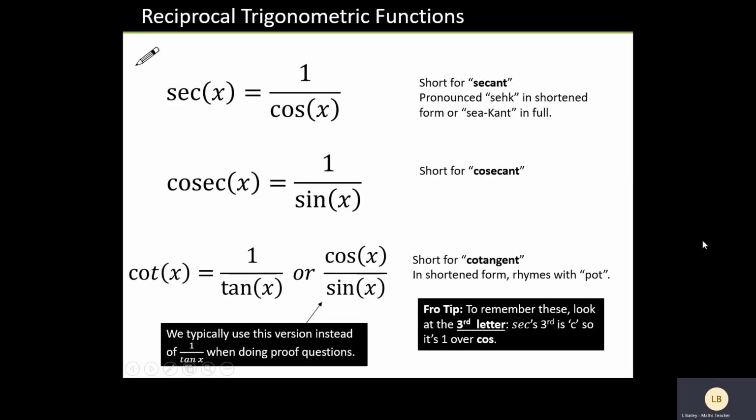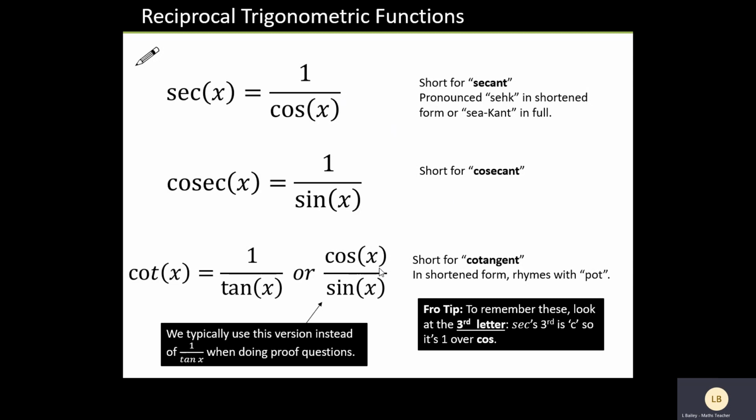The new trig functions are sec, which is short for secant, which is just 1 over cos x; cosec, which is short for cosecant, which is 1 over sine x; and cot, which is short for cotangent, which is 1 over tan. And since tan is sine over cos, the reciprocal of sine over cos is cos over sine. All we're going to do on this video is work out some values for these.